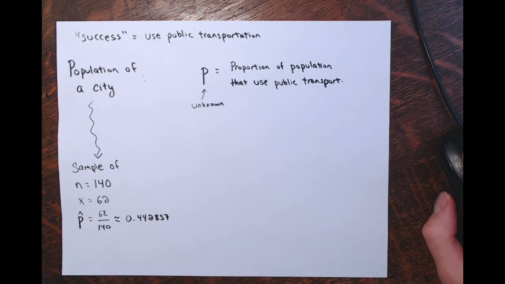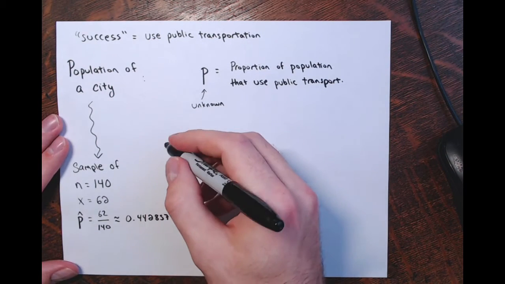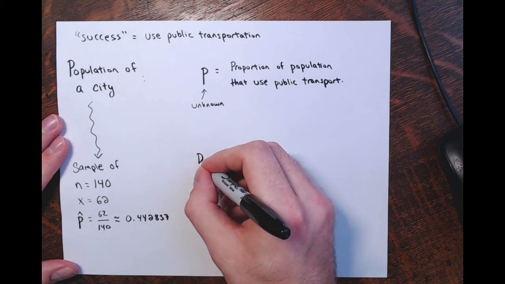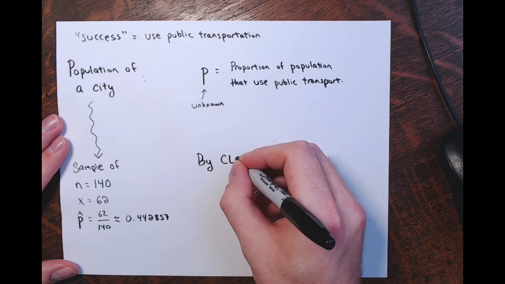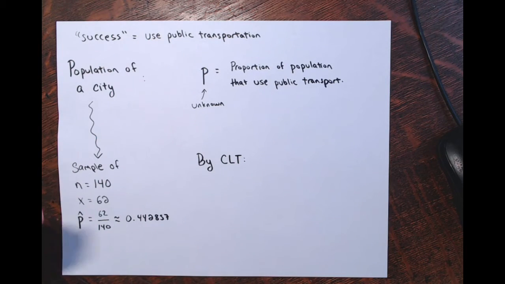All right, so now, remember the central limit theorem for proportions. Now, if we were to look at all possible samples of size 140, and also because 140 times this is greater than 10, and 140 times 1 minus this is greater than 10, we can apply the central limit theorem, but you're not going to have to worry about that too much.